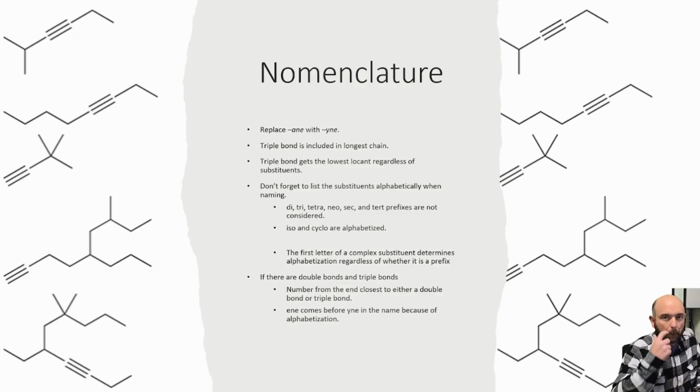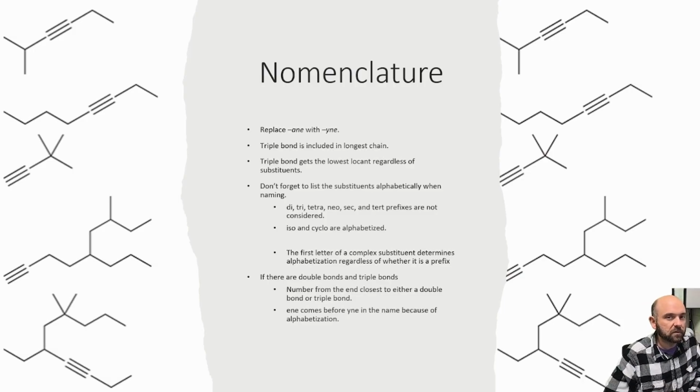As with the double bonds, a lot of times triple bonds can make naming easier because it makes it easy to pick which end of the carbon chain to go from. Just make sure you pick the end of the carbon chain closest to that triple bond. Don't forget to list the substituents, as always, alphabetically when naming. As a reminder, di, tri, tetra, neo, sec, and tert are not considered when alphabetizing. Iso and cyclo are considered when alphabetizing. They're so common, I guess, for whatever reason.